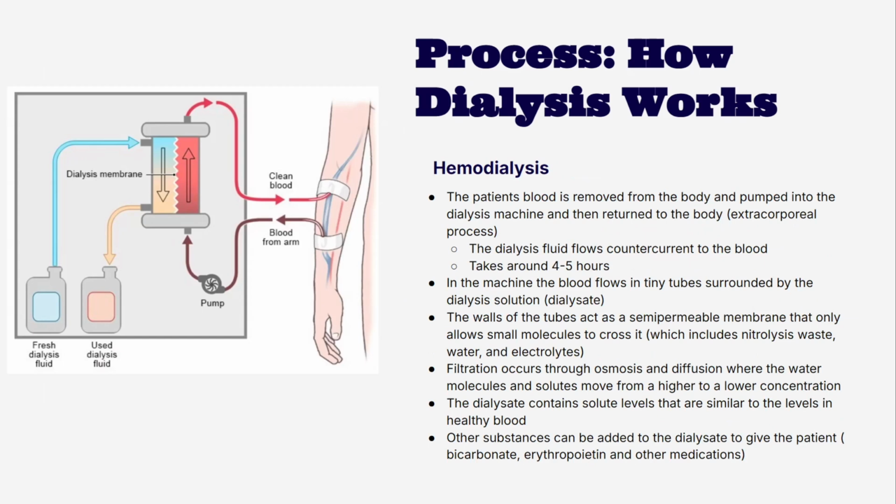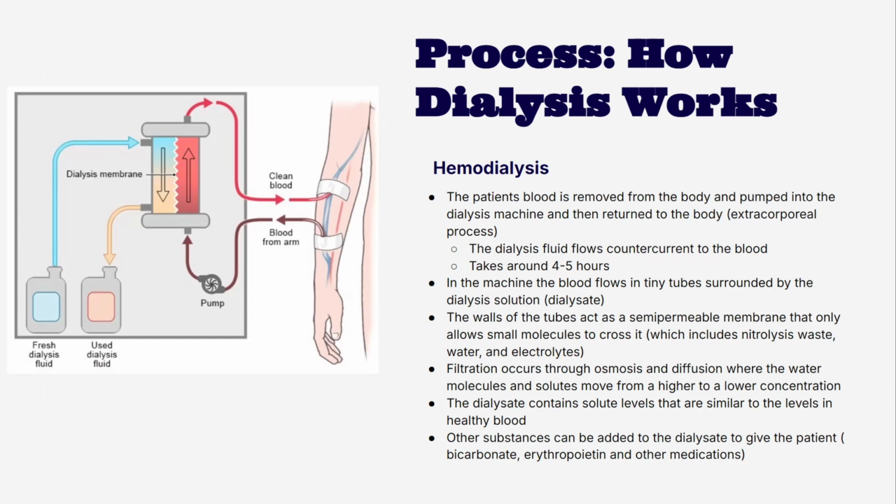In the machine, the blood flows in tiny tubes surrounded by the dialysate, and the walls of the tube act as a semi-permeable membrane that allows only small molecules to cross it. These include molecules such as nitrogenous waste, water, and electrolytes. Filtration occurs through osmosis and diffusion, where the water molecules and solutes move from a higher concentration, which would be in the blood, to a lower concentration in the dialysate.